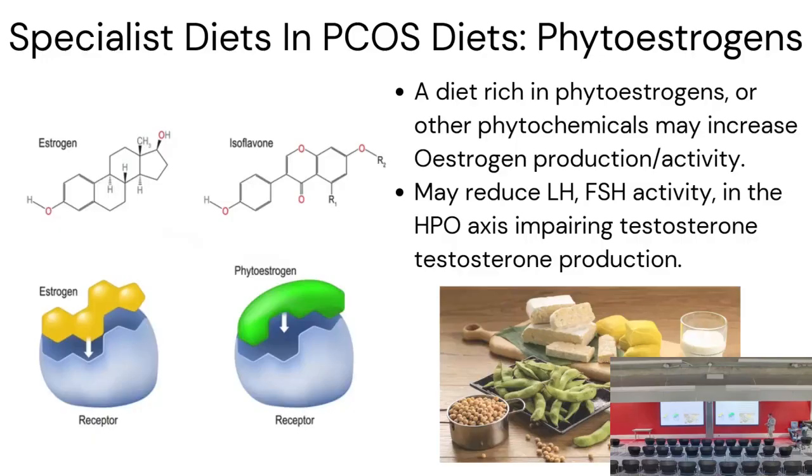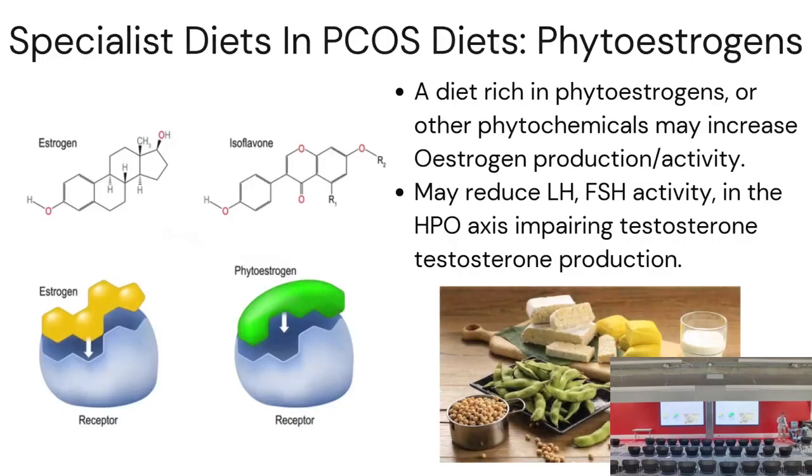And the idea is that a diet rich in these phytoestrogens may reduce LH, FSH, follicle-stimulating hormone, luteinizing hormone. We see a reduction in some of our gonadotropin hormones, so things like testosterone production being reduced, leaving our body open to produce more estrogen. That's the idea. Does it work though?